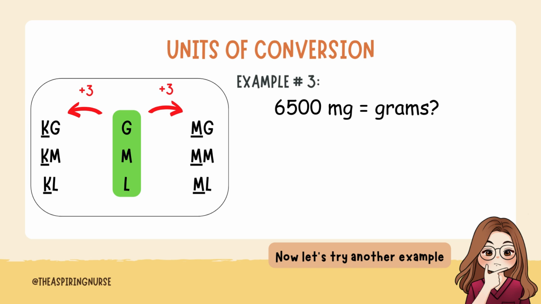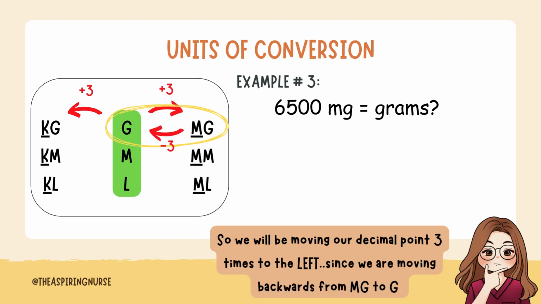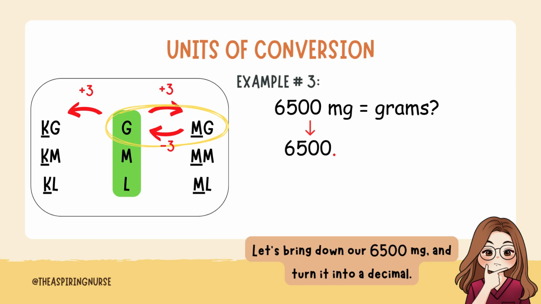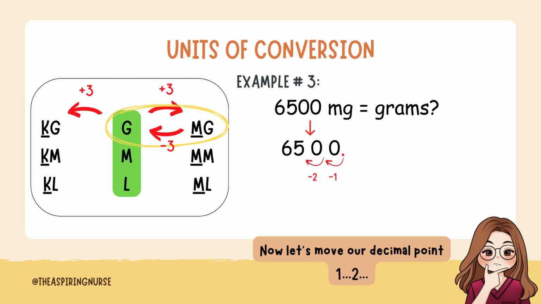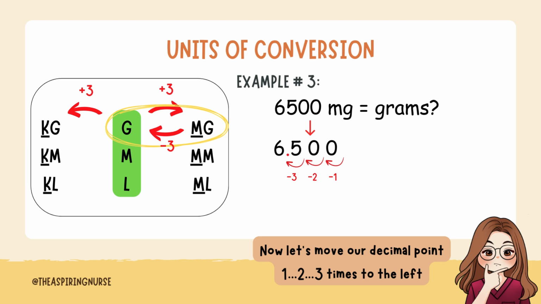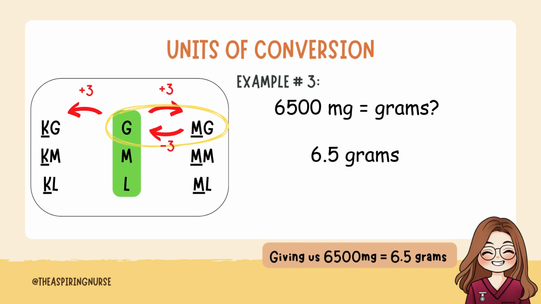Now let's try another example. According to our conversion chart, we will be going from milligrams to grams. So we will be moving our decimal point 3 times to the left, since we are moving backwards from milligrams to grams. Let's bring down our 6,500 milligrams and turn it into a decimal. Now let's move our decimal point 1, 2, 3 times to the left. Get rid of the extra zeros, giving us 6,500 milligrams equals 6.5 grams.